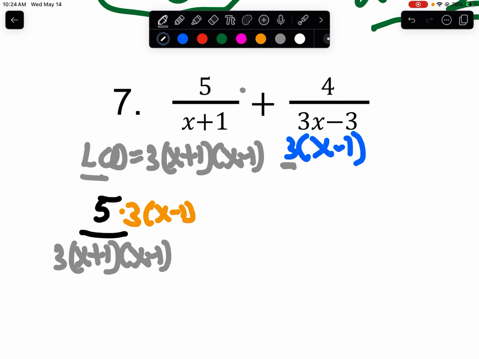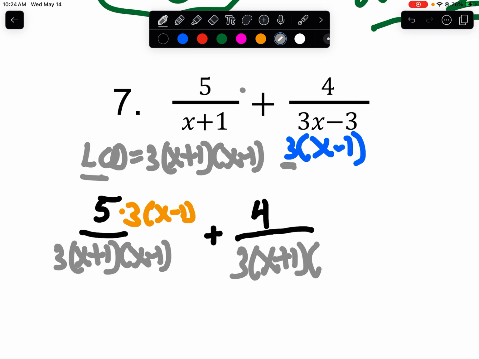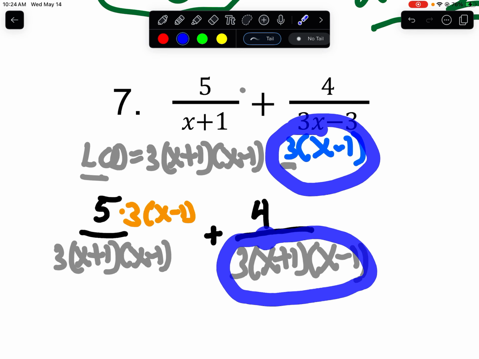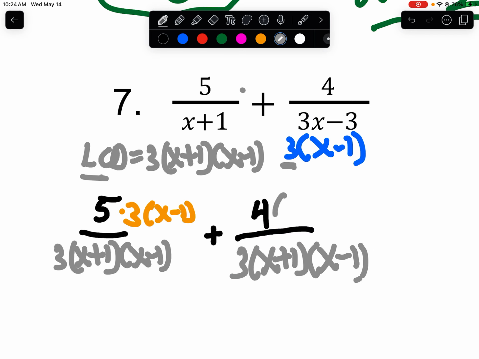Then this is going to be plus 4. I'm going to write this in factored form. Okay, so this is 3 times x plus 1, x minus 1. Now, what is missing here is the x plus 1. So I have to add it to the top. And I'm going to put that in orange.